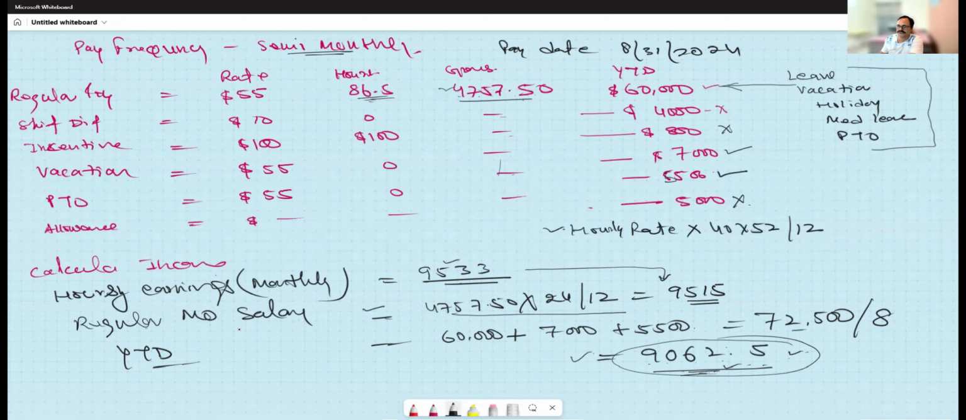Even if you wanted to make a shortcut, 4757.50 into 2, you will again reach here. But that doesn't look professional because we are calculating income on a different formula. So you should use multiply by 24 and divide by 12. When you calculate it on a regular basis, then you can just multiply by 2 and move forward, right?